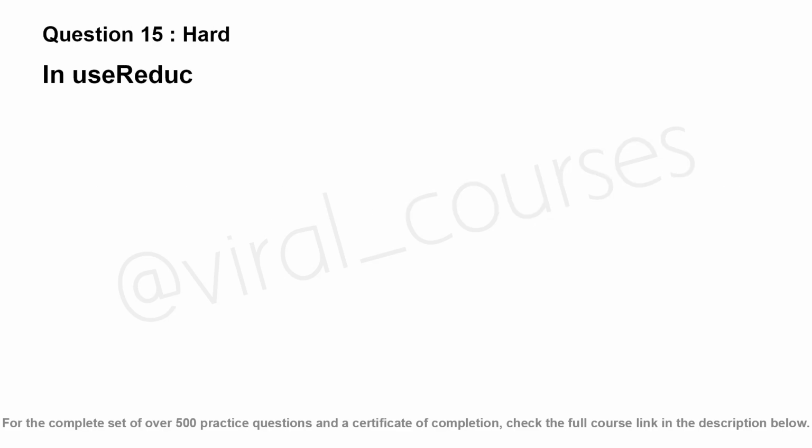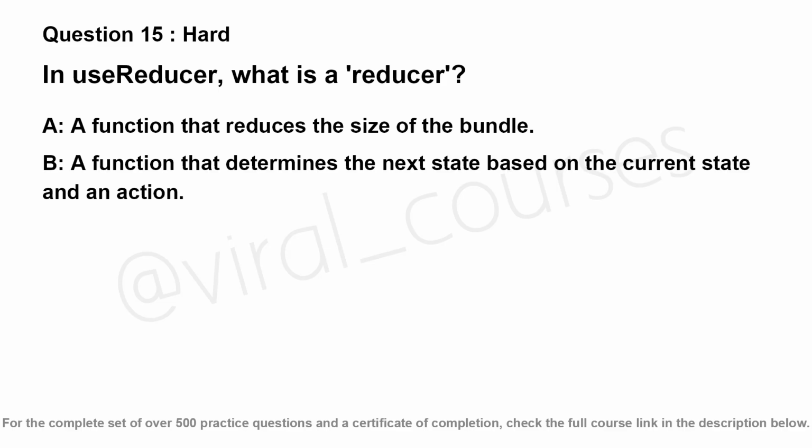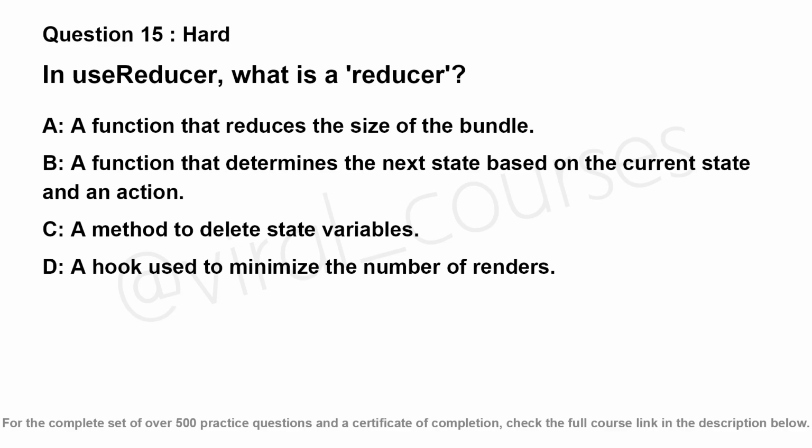In useReducer, what is a reducer? Option A. A function that reduces the size of the bundle. Option B. A function that determines the next state based on the current state and an action. Option C. A method to delete state variables. Option D. A hook used to minimize the number of renders.